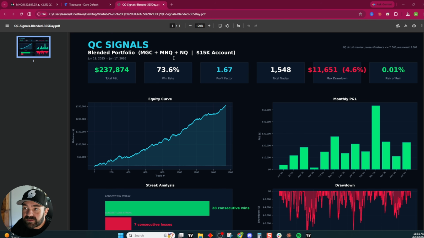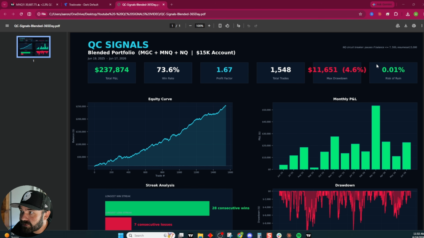So in theory, right, this doesn't guarantee future results, but in theory, based on the back tested and walk forward test that we did from June 19 of 2025 to June 17 of 2026, our total P&L running what we're running should have been $237,874 with a blended win rate of 73.6%, a profit factor of 1.67 over 1,500 trades. Our max drawdown is $11,651, which means my 15K account is getting close at one point, but it is not enough to lose it. So my risk of ruin, in theory, based on numbers, is 0.01%.